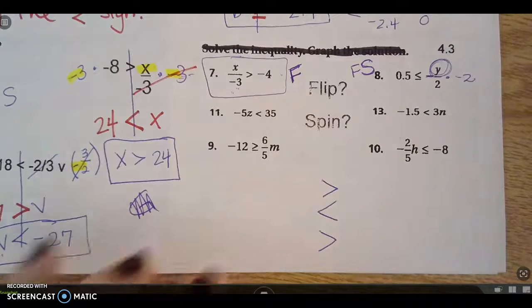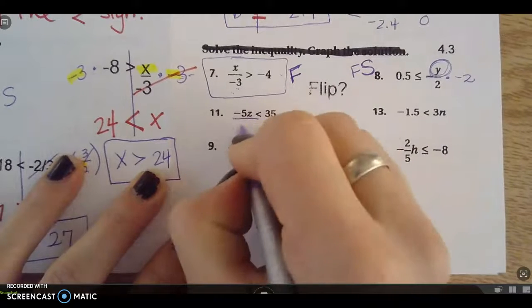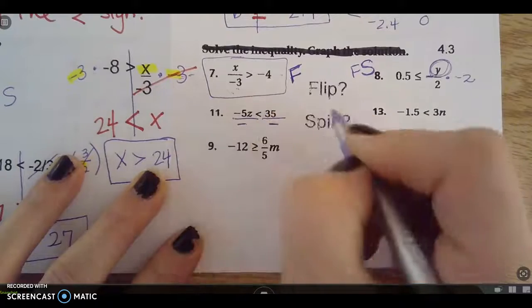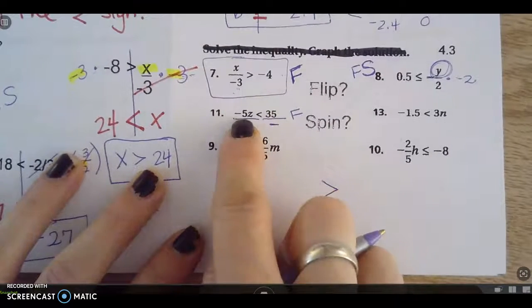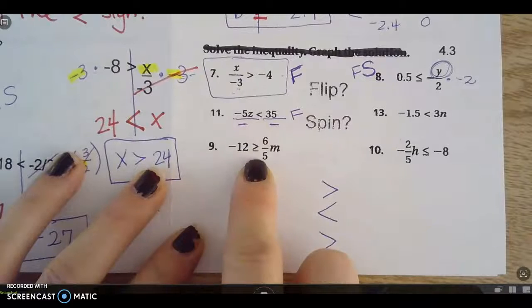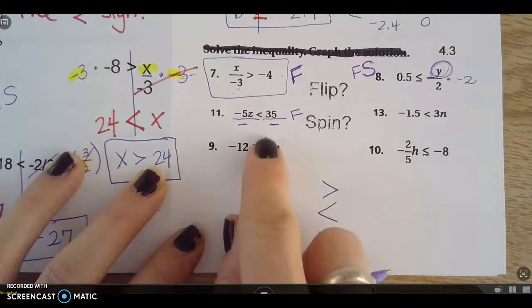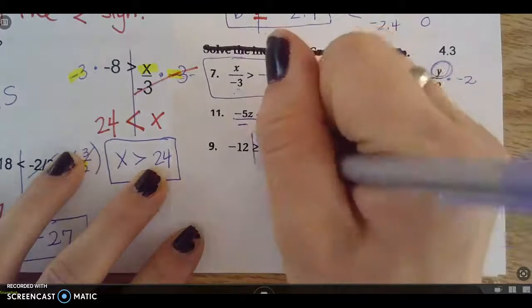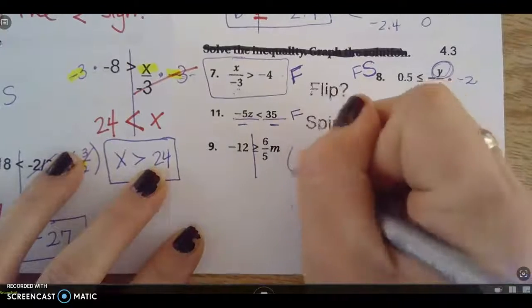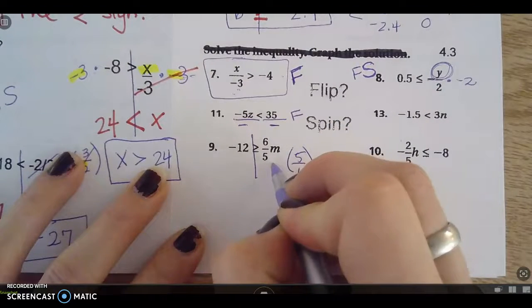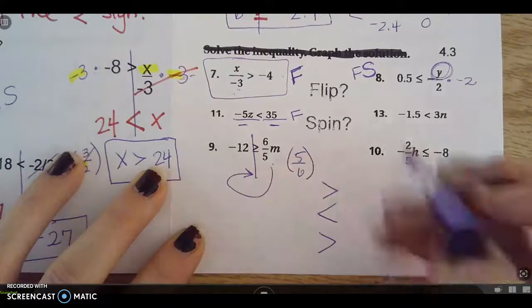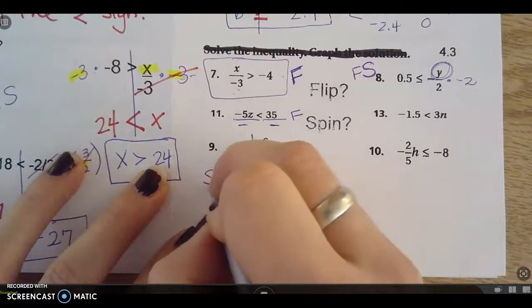Okay, so I'm recognizing that I'm going to have to divide by a negative on both sides. That's going to be a flip, but the variable's already on the left, so I'm good there. Okay, here, I don't have any work with a negative on both sides, right? I'm just going to multiply by 5, 6. That's cool. So no flip, but the variable's in the back, so I will have to spin it around. So I call that a spin.